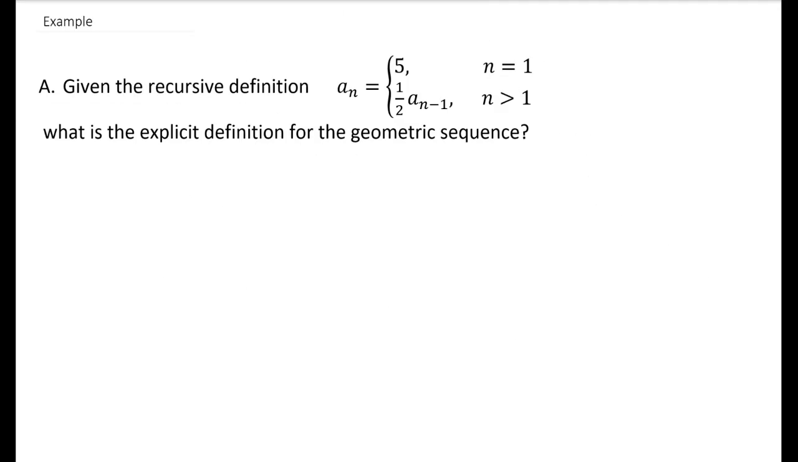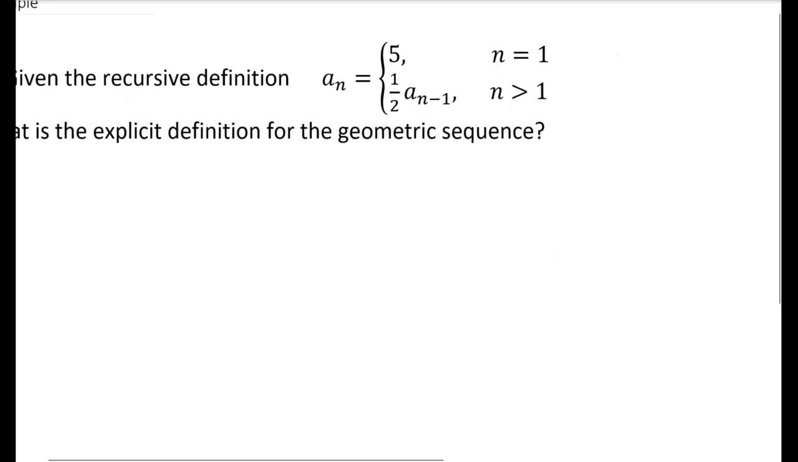All right, so we talked about the recursive definition. Now what we're going to do is talk about the explicit definition. We're going to actually convert the recursive to the explicit definition and reverse that as well. So we're going to convert explicit to recursive. So for the first part, given the recursive definition, what is the explicit definition for the geometric sequence?